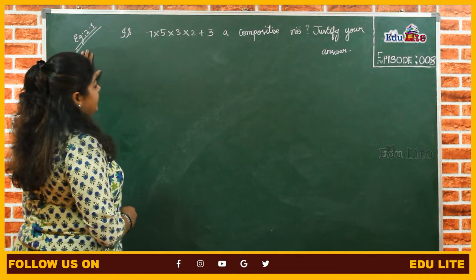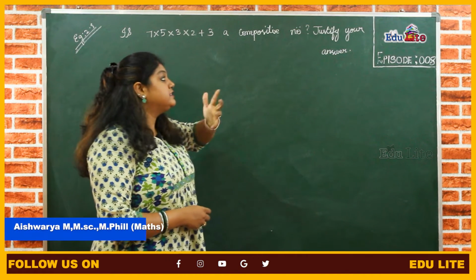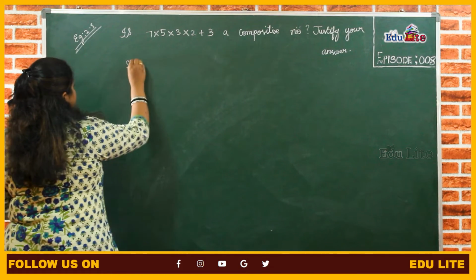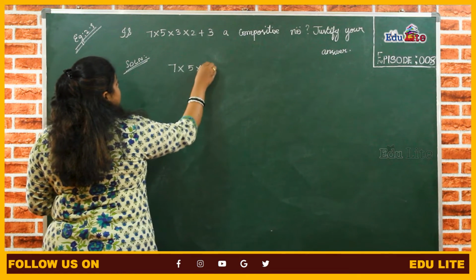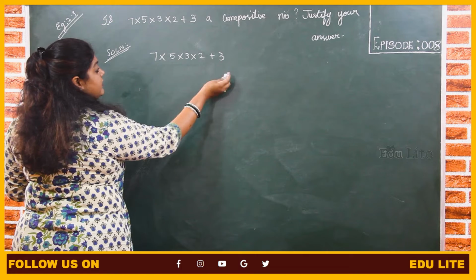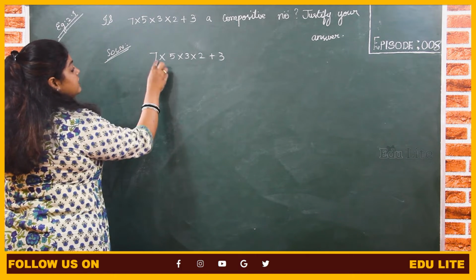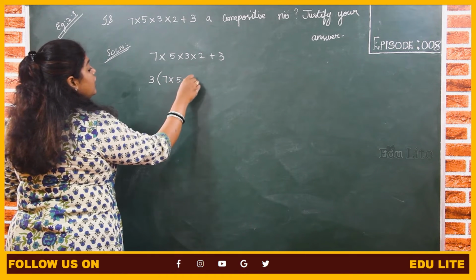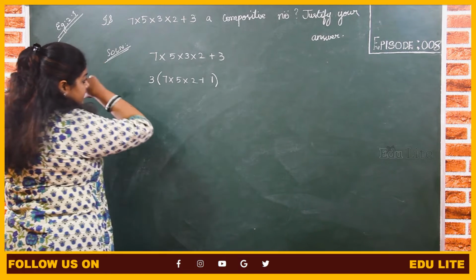So example 2.9 is, we have to check whether the given number is a composite number. If it is so, we have to justify why it is a composite number. Okay. So what I will do is, this is one term and this is one term, we'll consider as such. We have 3 over here. So I'm taking 3 in common. So the remaining terms in this will be 7 into 5 into 2. Plus 1, we have taken 3 outside, so remaining only 1.